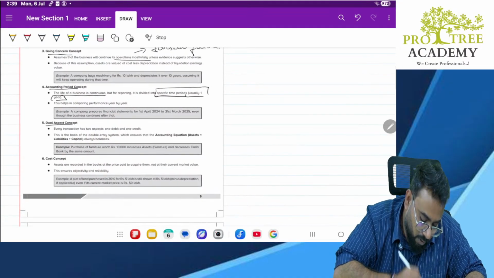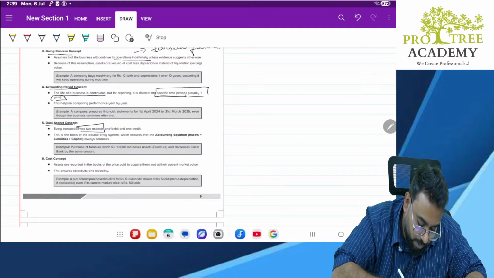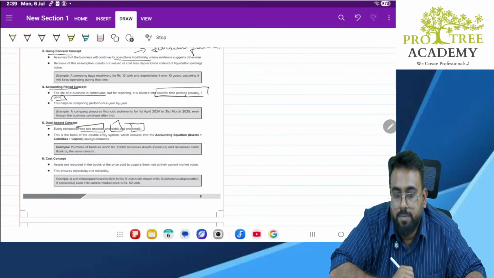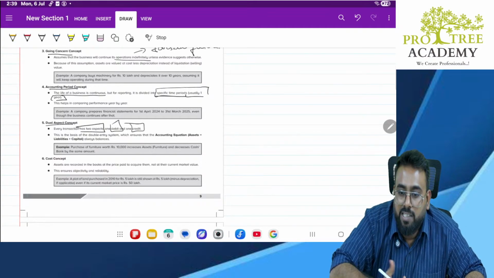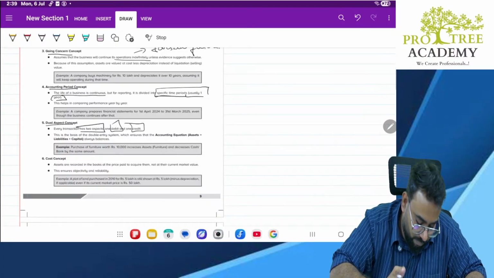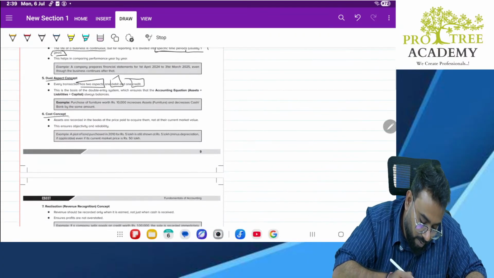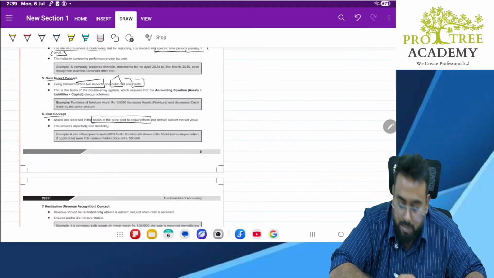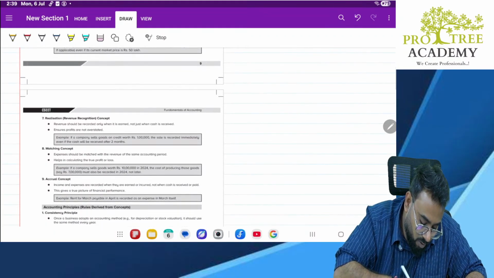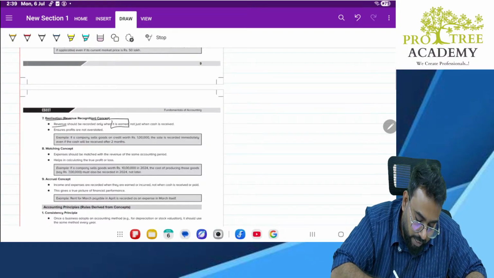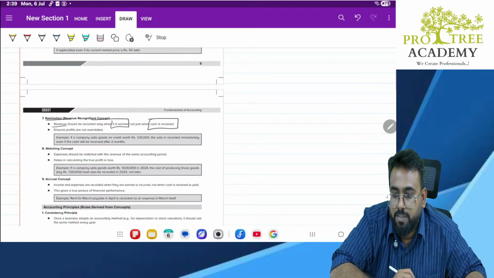Next, the dual aspect concept. Every transaction has 2 aspects: one debit, one credit. Remember just 3-4 keywords for each sentence. Cost concept: assets are recorded at the price paid to acquire them. Realization concept: revenue should be recorded only when it is earned and not when cash is received.